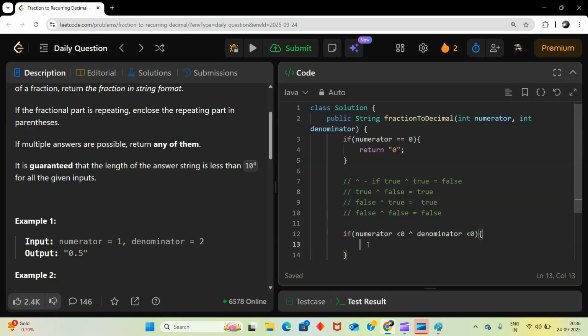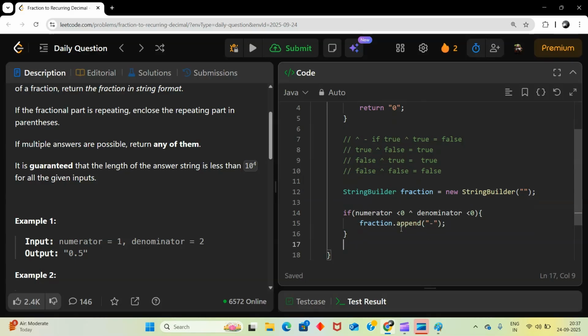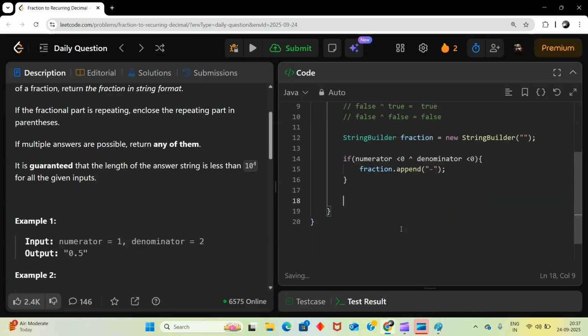So here I will do the append using a StringBuilder. I'll name it fraction, equal to new StringBuilder. If it is negative, we will do fraction.append of the negative sign. Now let's take both the dividend and divisor as absolute values, because now we are done with the signs. My dividend will be the numerator, so Math.abs is used to take the absolute value.